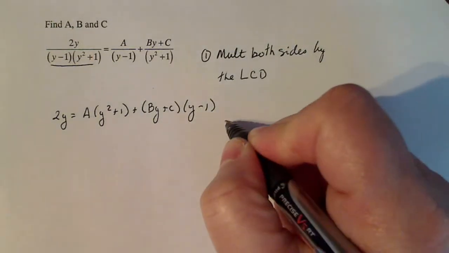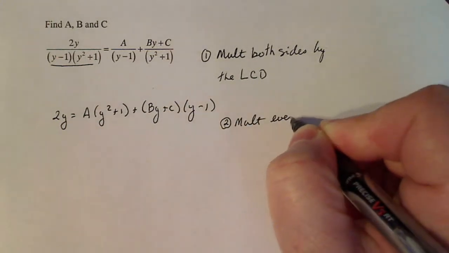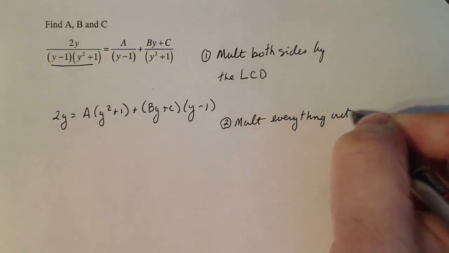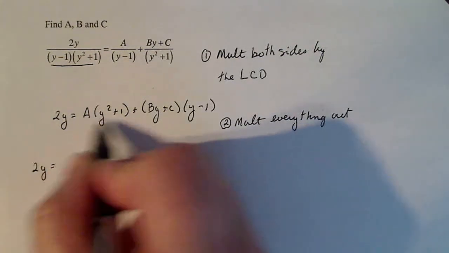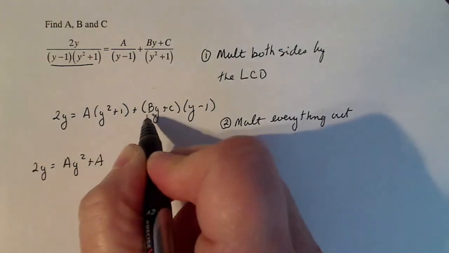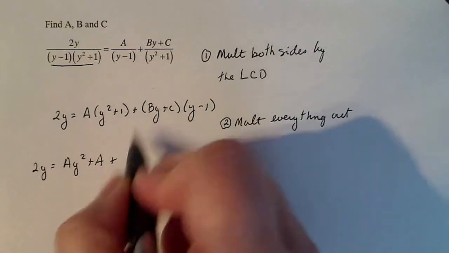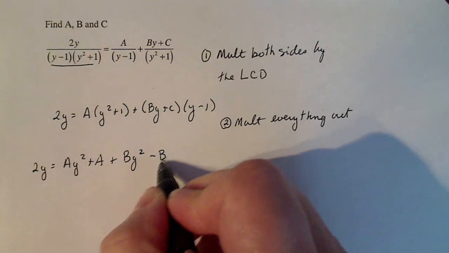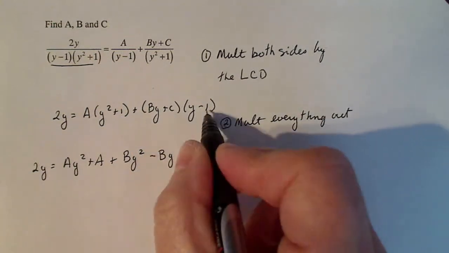Okay, now the second thing we're going to do is multiply everything out. So since this is already multiplied out, I have 2y. I'm going to distribute the A, so that's Ay squared plus A. And I'm going to FOIL this, or distribute that as well. So By times y, By squared, B times minus 1, minus B, C times y, and then C times minus 1.